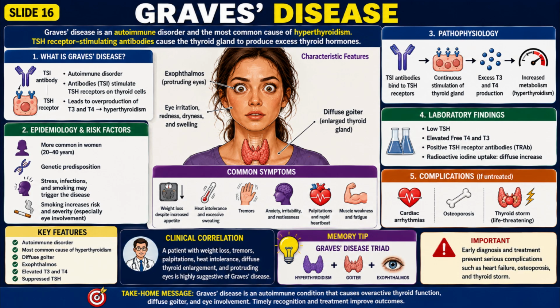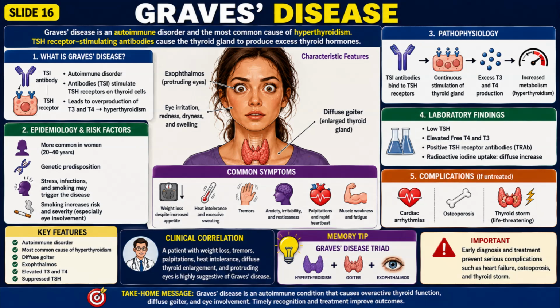Graves' disease is the most common cause of hypothyroidism and is an autoimmune disorder affecting the thyroid gland. In this condition, the immune system produces antibodies called thyroid-stimulating immunoglobulins, TSI. These antibodies bind to TSH receptors on thyroid cells and continuously stimulate the gland to produce excessive amounts of T3 and T4 hormones. As a result, the thyroid gland becomes overactive, leading to hypothyroidism and increased metabolic activity throughout the body. Graves' disease is more common in women, particularly between the ages of 20 and 40 years.